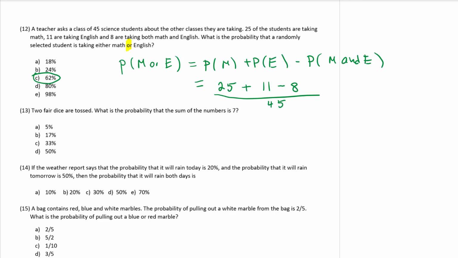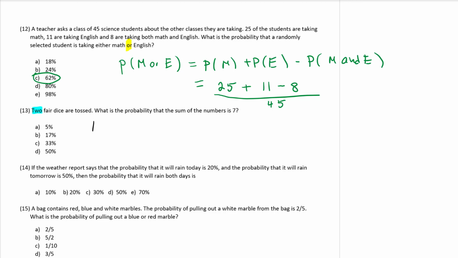Question 13, we are taking 2 fair coins, not coins, 2 fair dice, and tossing 2, not 1. What is the probability that the sum of the numbers is 7? All right, now here, I think the easiest way to do this, since there are 2, is to write down all the possibilities.